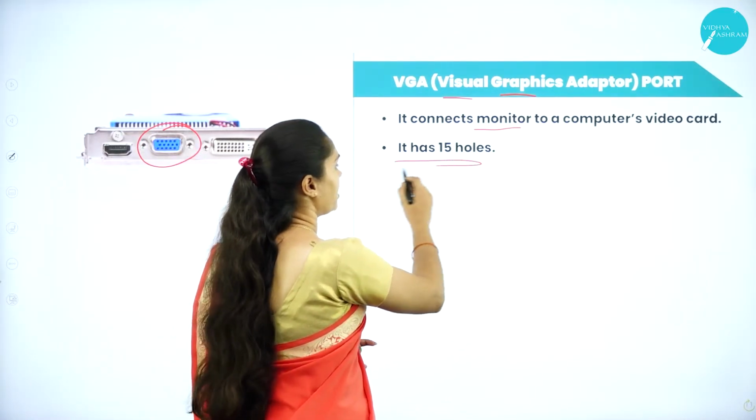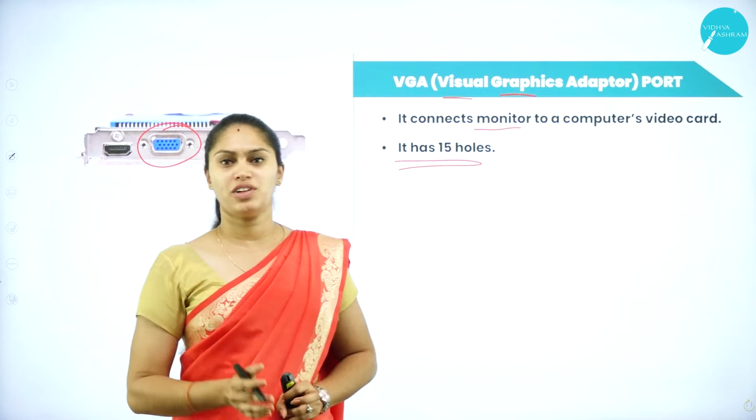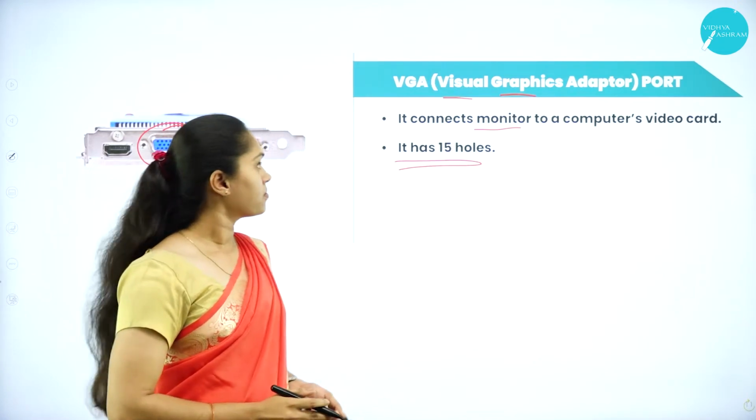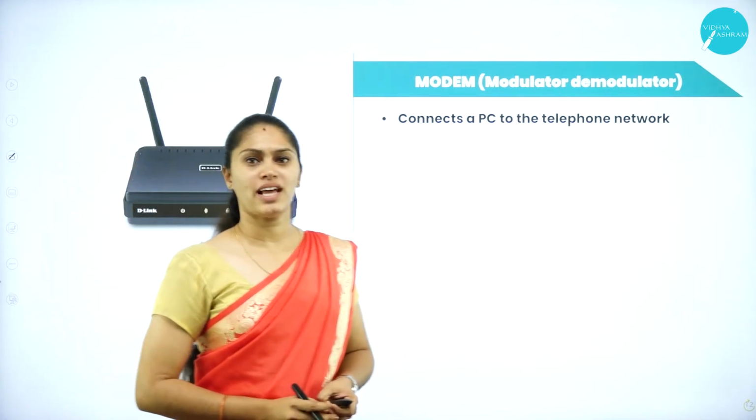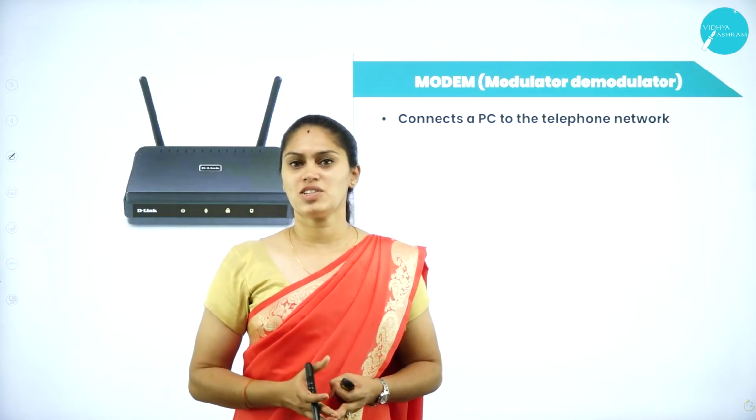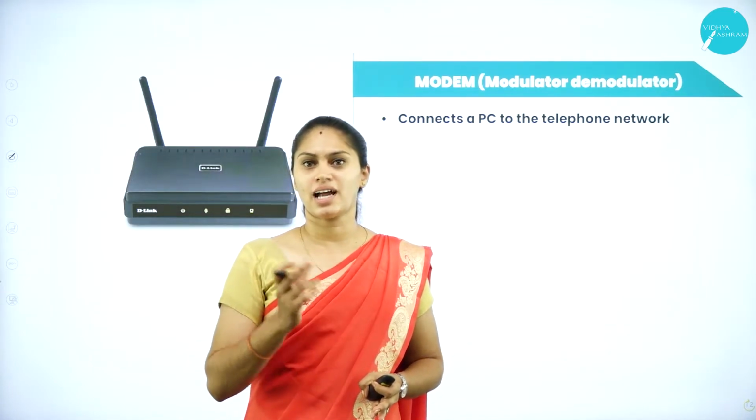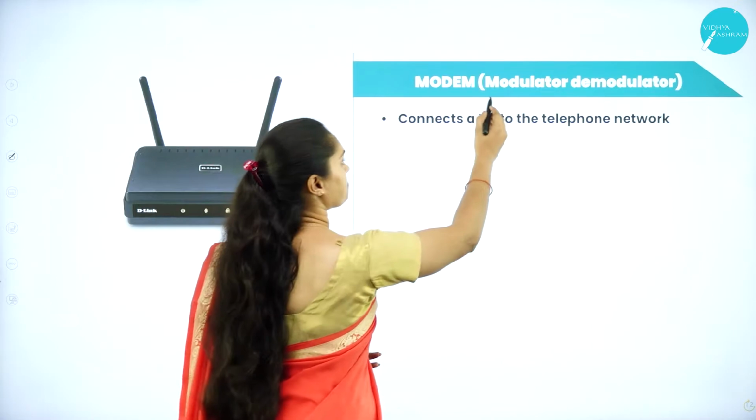Okay, so this VGA port consists of what? 15 holes in it. So coming to the next port, that is modem. What is the abbreviation of modem? That is modulator and demodulator.